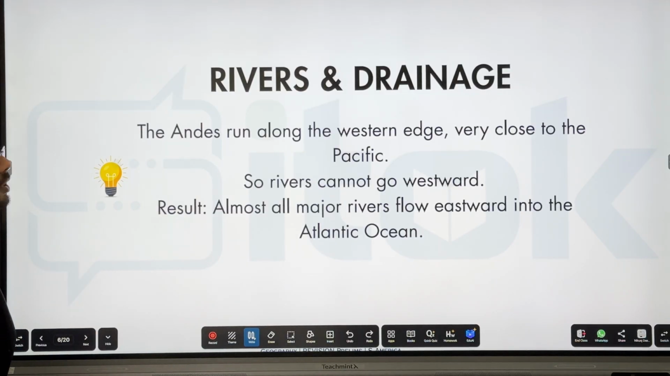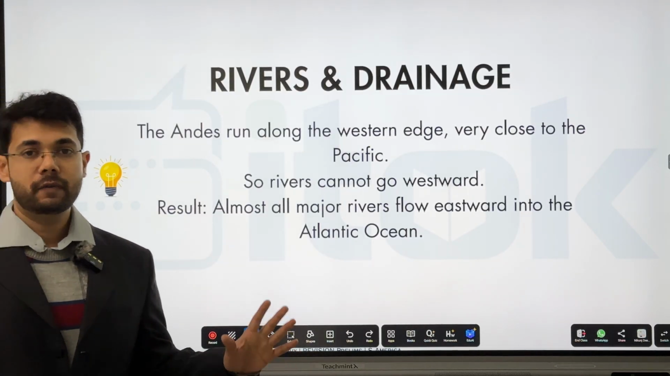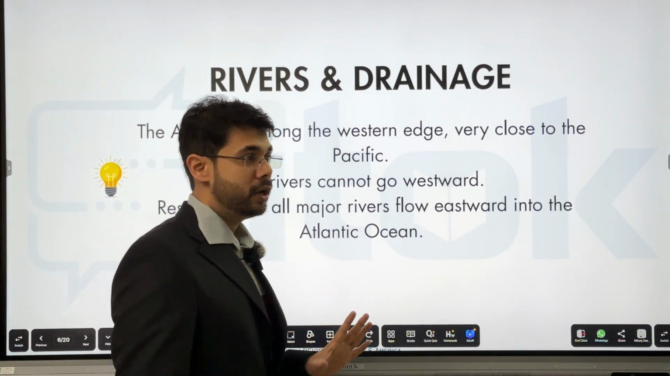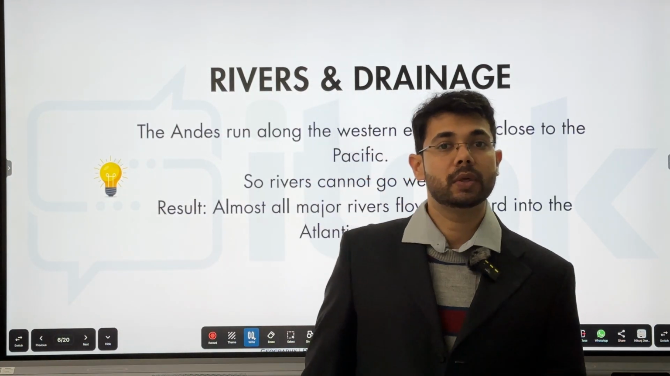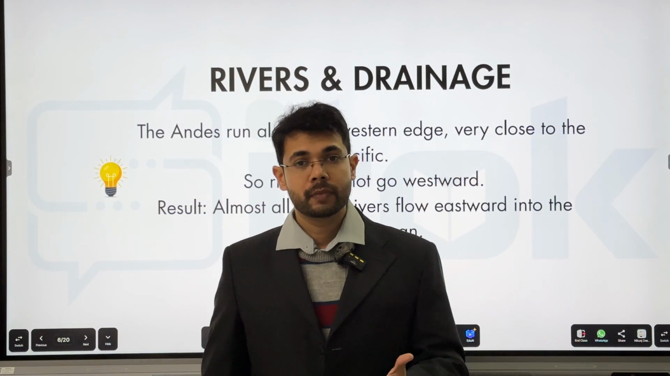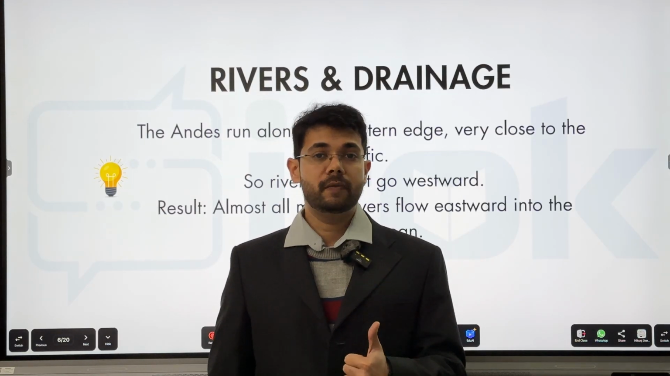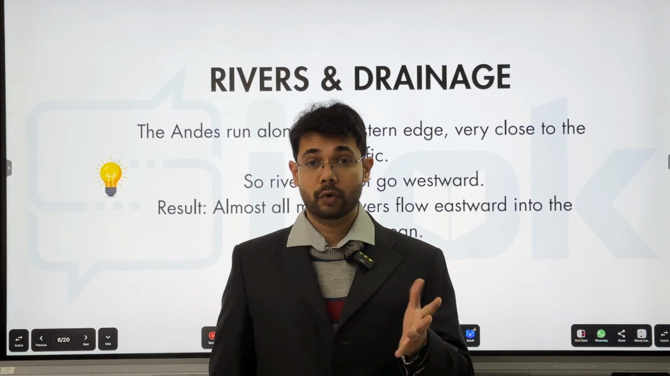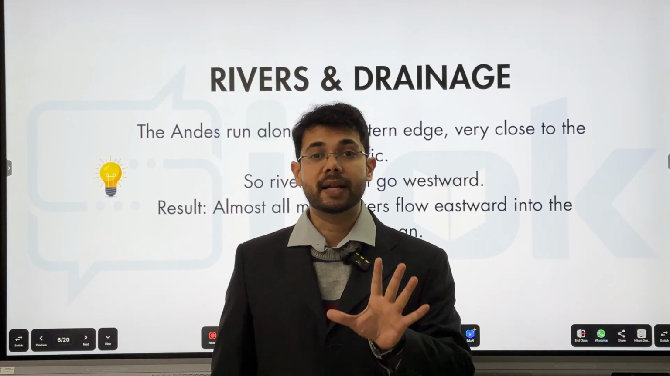Now we are moving to rivers and drainage. Every continent will have one important river, one river which defines what that continent is. Let's revise. For Australia, what did we have? The Murray-Darling. And Australia is also extremely dry.